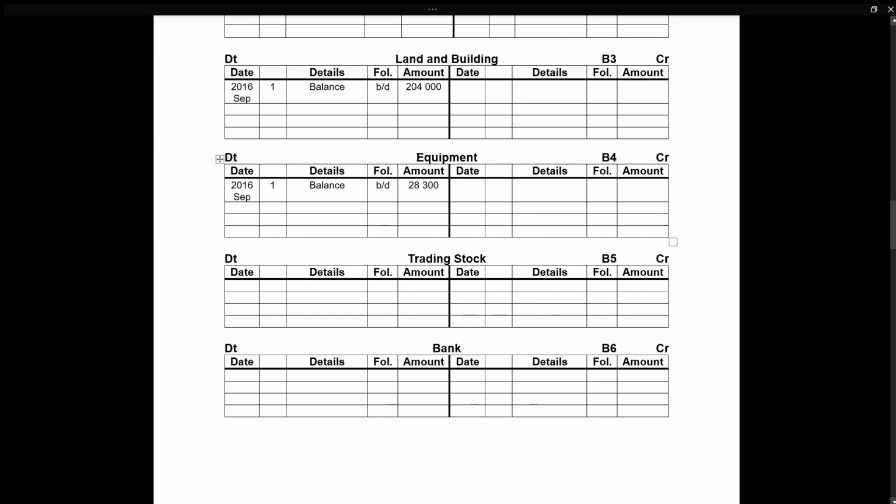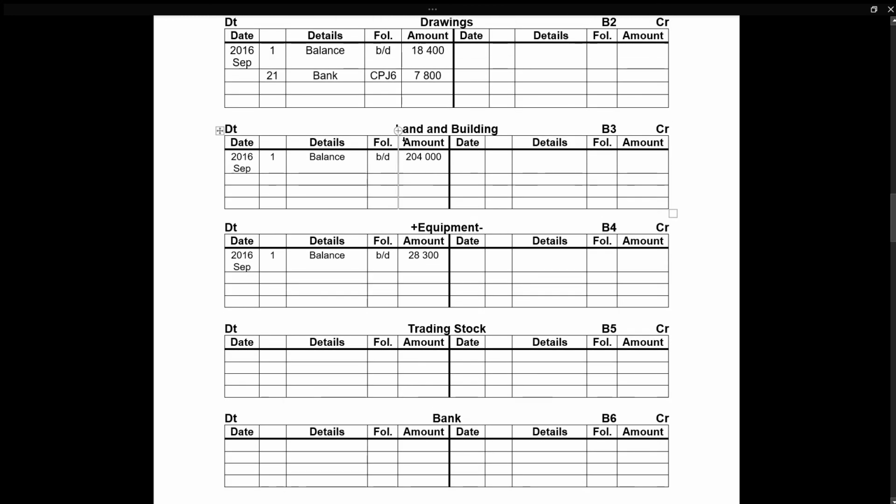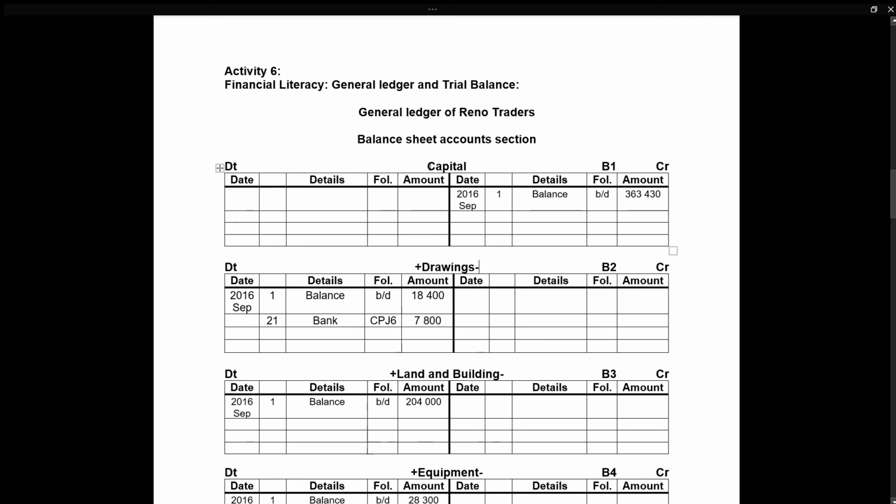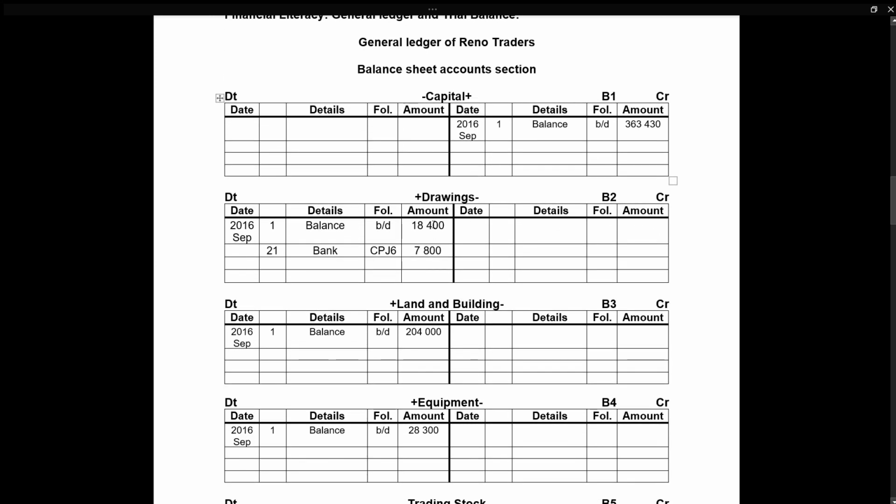Right, so equipment is an asset account, therefore the signs will be plus, minus. Land and buildings is an asset, therefore the signs will be plus, minus. Drawings is an owner's equity account, but the drawings signs are also plus, minus. Capital is also an owner's equity account, but the capital signs are minus, plus. Capital will have a positive influence on owner's equity, while drawings will have a negative influence. The reason is that capital is when the owner puts money in, so their owner's equity will increase. Drawings is when the owner takes it out, so their owner's equity will decrease.